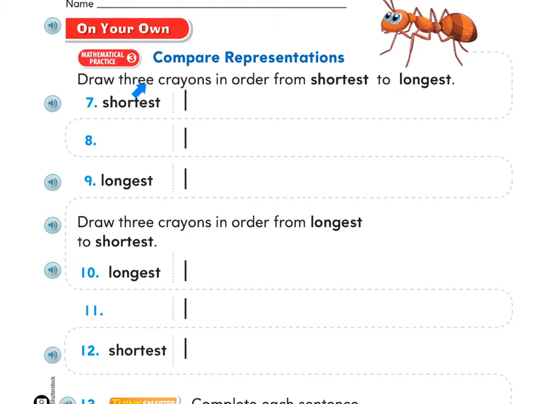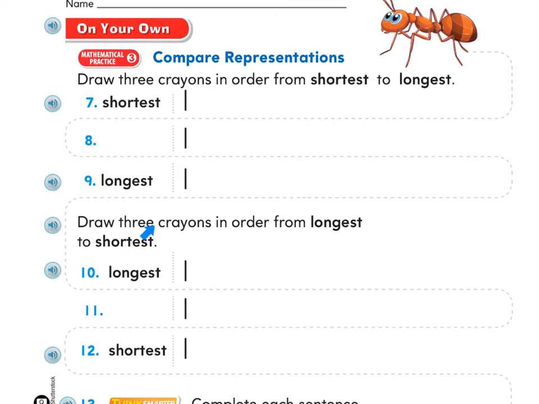It says draw 3 crayons in order from shortest to longest. So instead of drawing strings, you're going to draw little crayons that start at this line. They all have to start here so that we can compare them. And then you're going to draw your shortest here, then this one, then the longest.